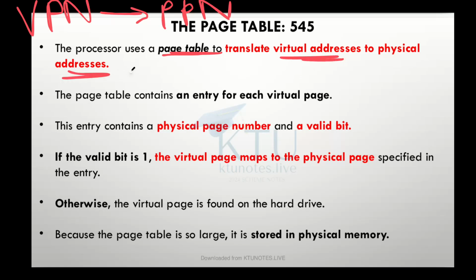So the page table contains an entry for each virtual page. For each virtual page, its corresponding physical page number would be there. So for each virtual page, there would be an entry in the page table. So what does this entry contain? This entry would contain a physical page number and a valid bit. What does a page table's entry contain?